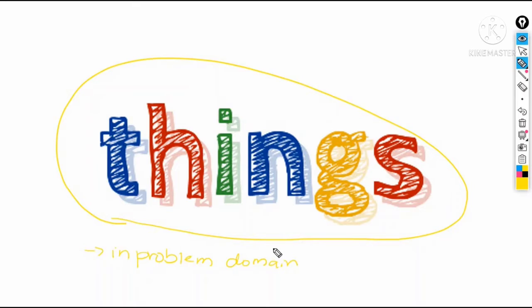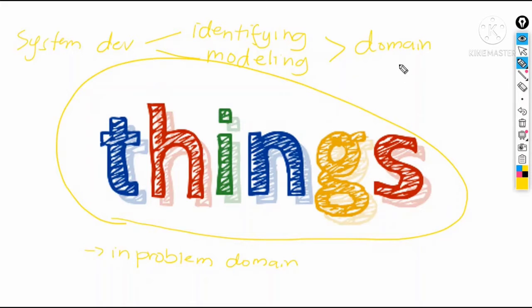Nearly all approaches to system development include identifying and modeling. We identify and model domain classes or data entities as an important task in the analysis activity, which is to define functional requirements.